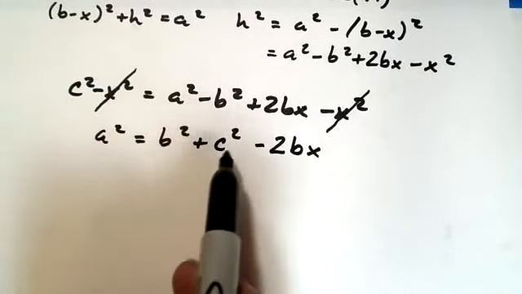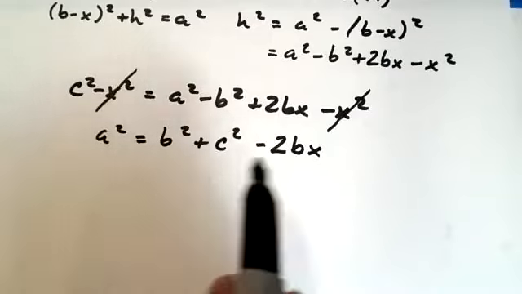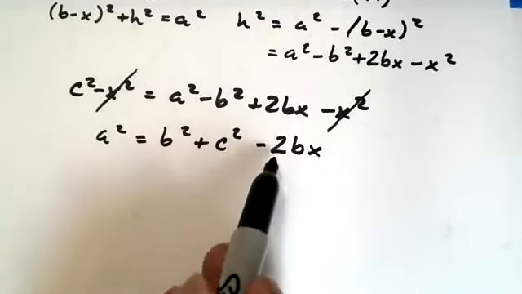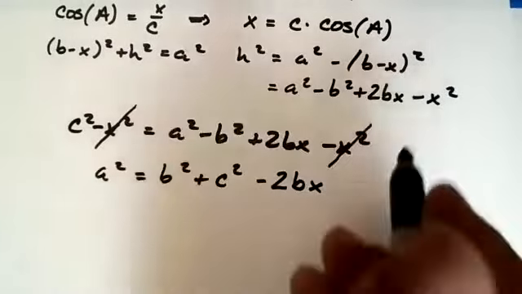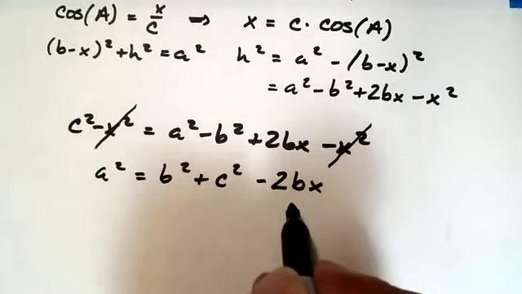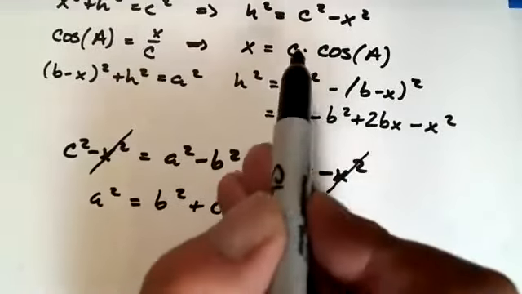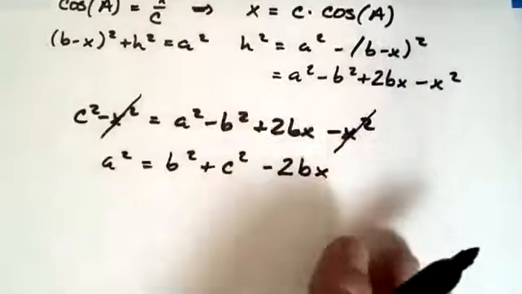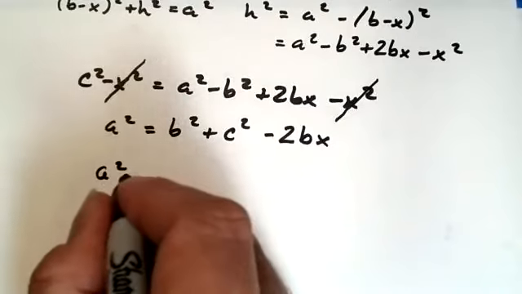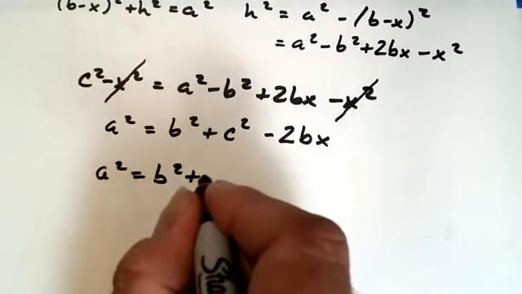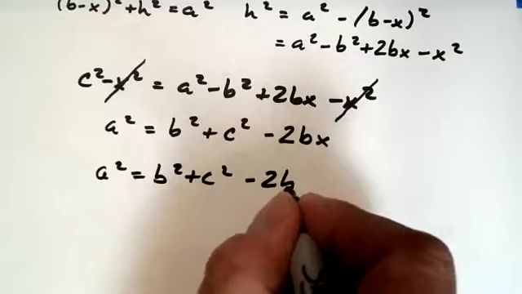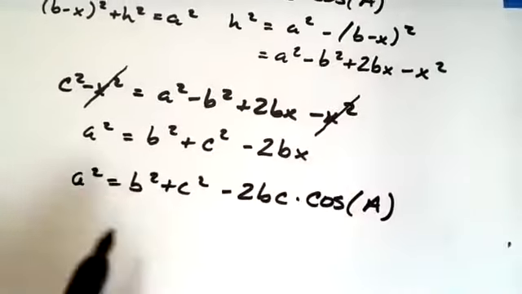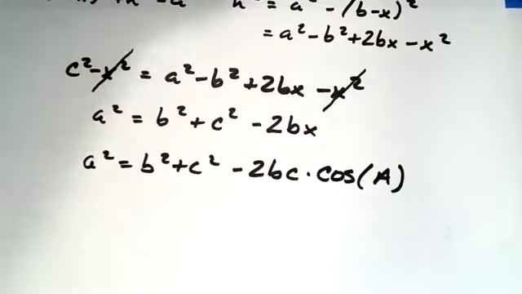So this is starting to look a little bit like the Pythagorean theorem, and it should, because the Pythagorean theorem is a limiting case of the law of cosines. But there's this extra little term in here that kind of throws things off. So what I will do now is go back to this equation where it's a substitution for x, and I will plug it in right there. And so what I end up with is a squared is equal to b squared plus c squared minus 2bc cosine of a. And this is the so-called law of cosines.